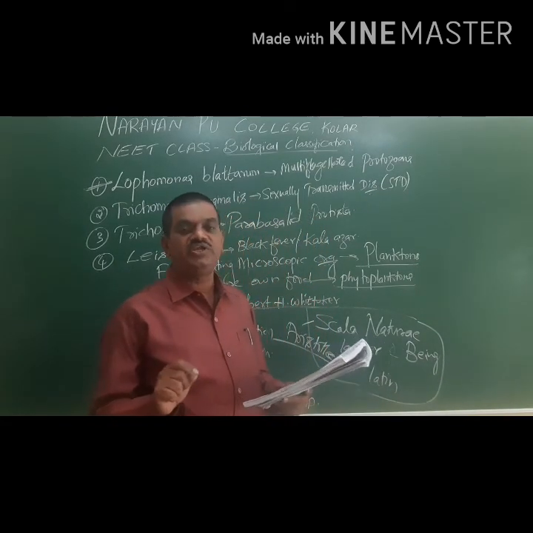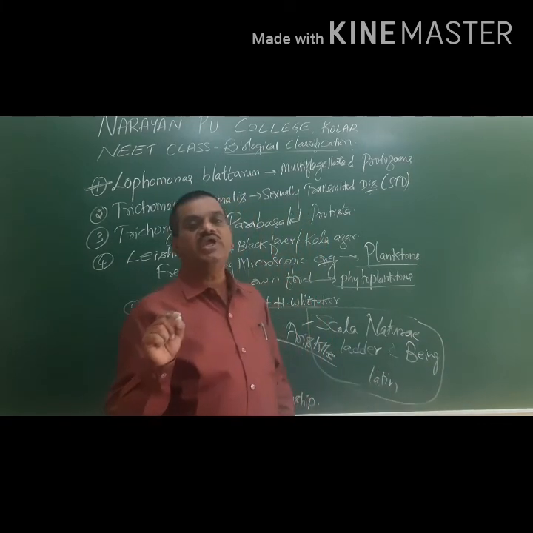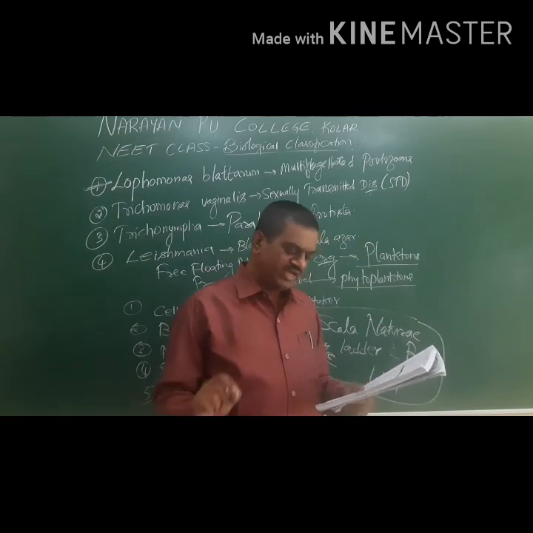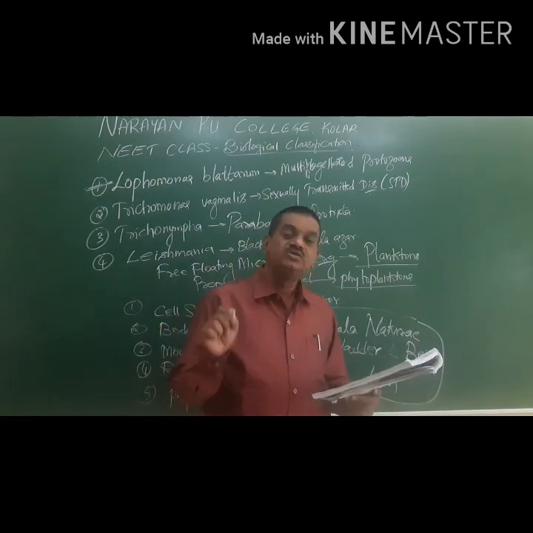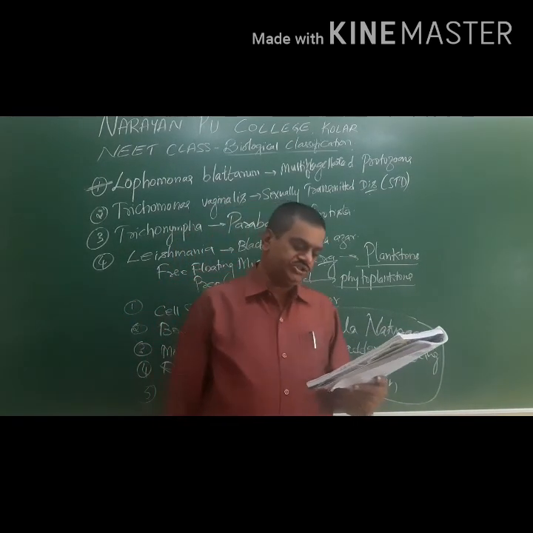The fourth option is BGA. BGA is blue-green algae. They help in nitrogen fixation, not in biogas. So the right answer is methanogens. So we'll go for the 14th question.